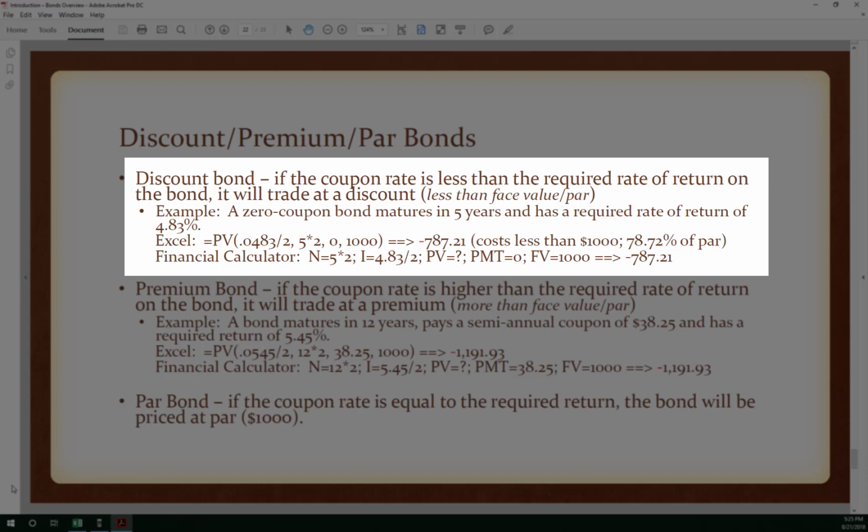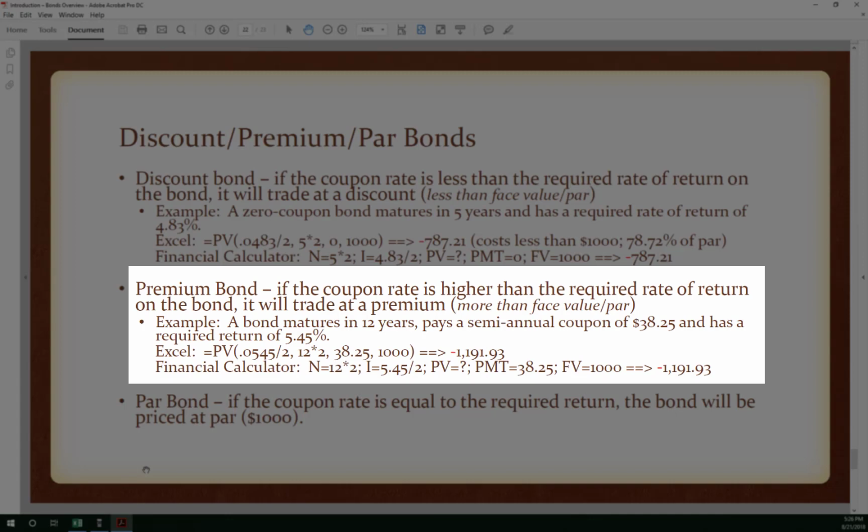Now 0 coupon bonds are always going to be discount bonds, but in this case, anytime the coupon is less than the yield to maturity, we're going to have a discount bond. If we look at the calculations here, I'm not going to go to Excel or the financial calculator for these last several calculations, but if you try these yourself, you'll get the result that this first bond, this 0 coupon bond, would be priced at $787.21. That's less than $1,000. It's 78.72% of par, so that is a discount bond.